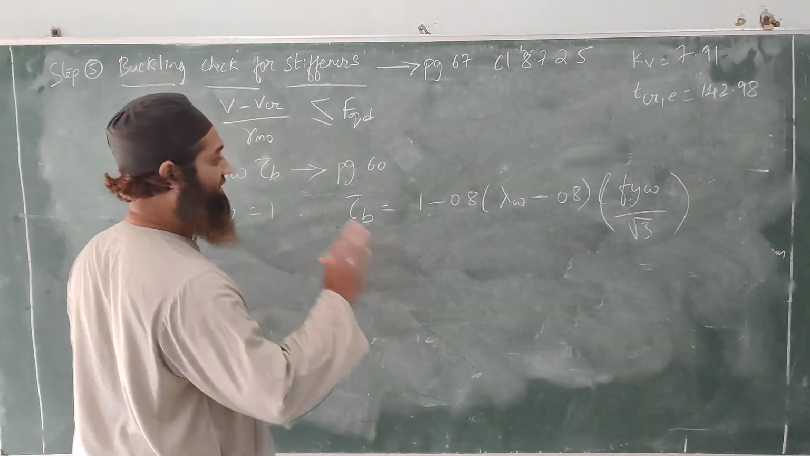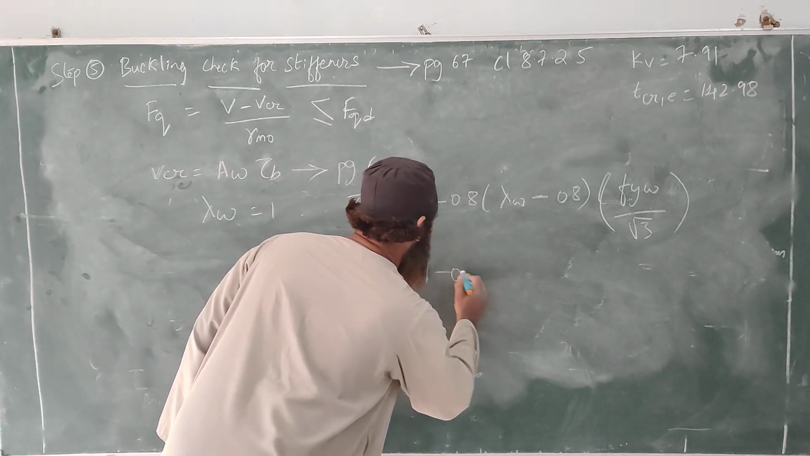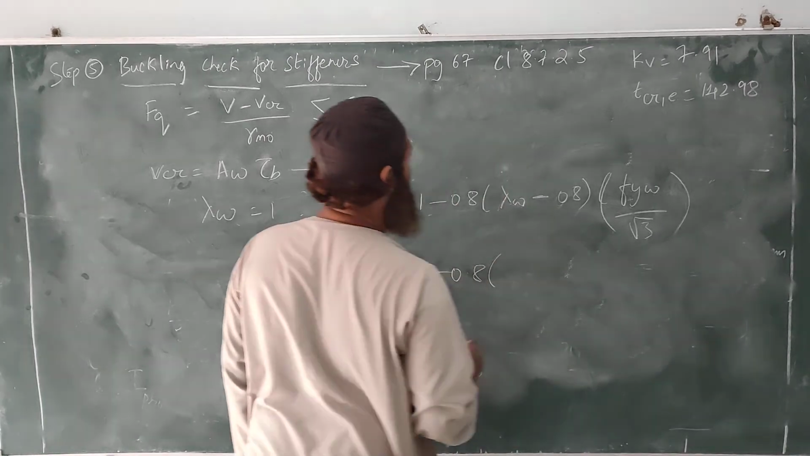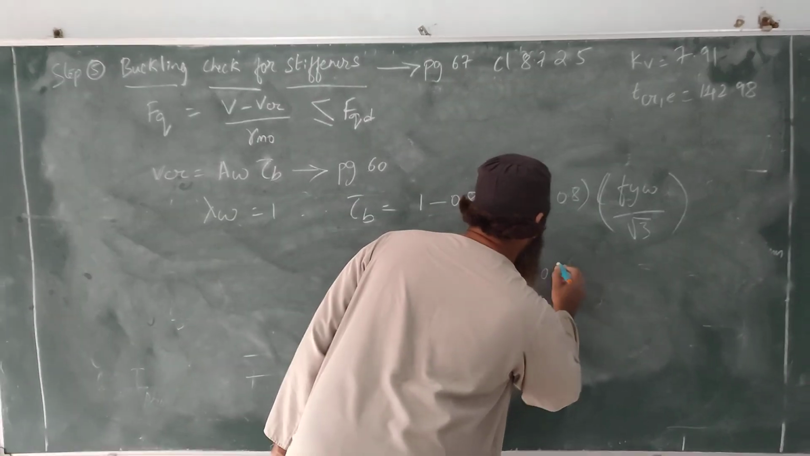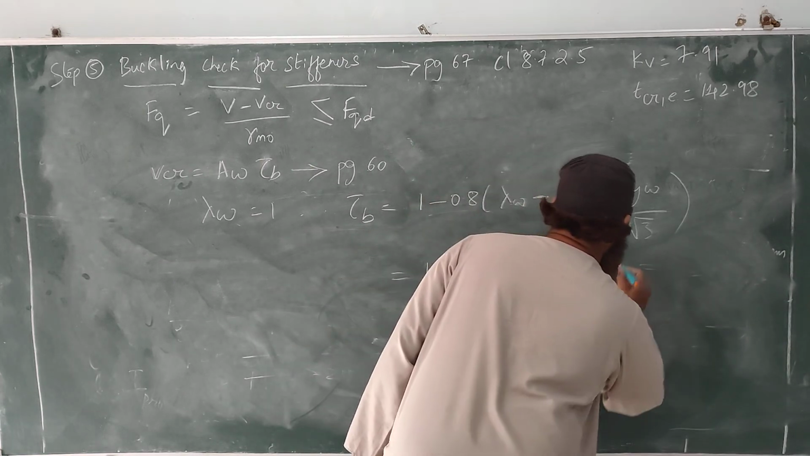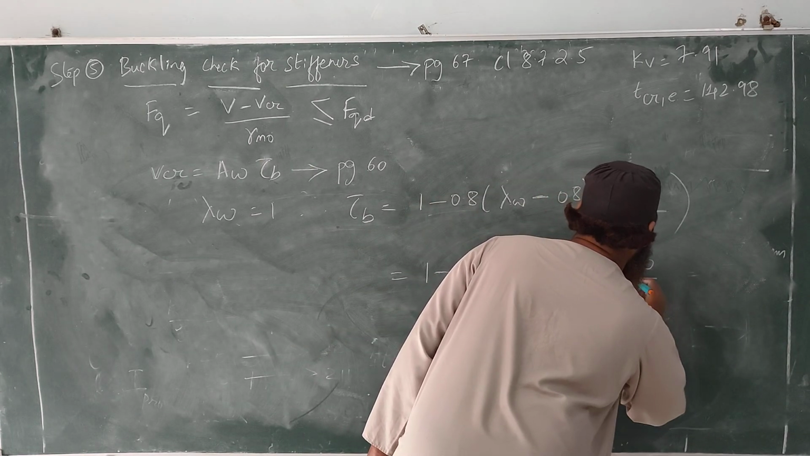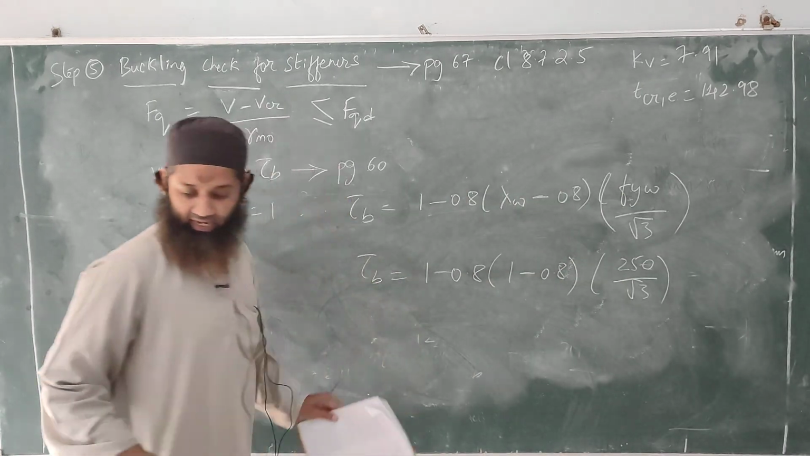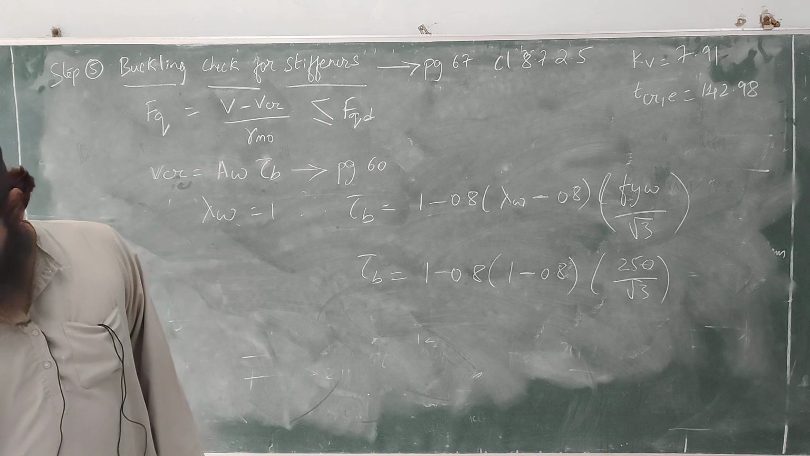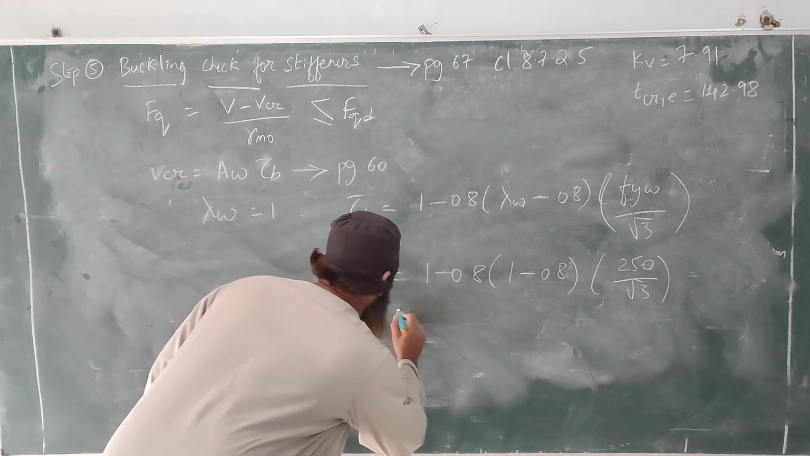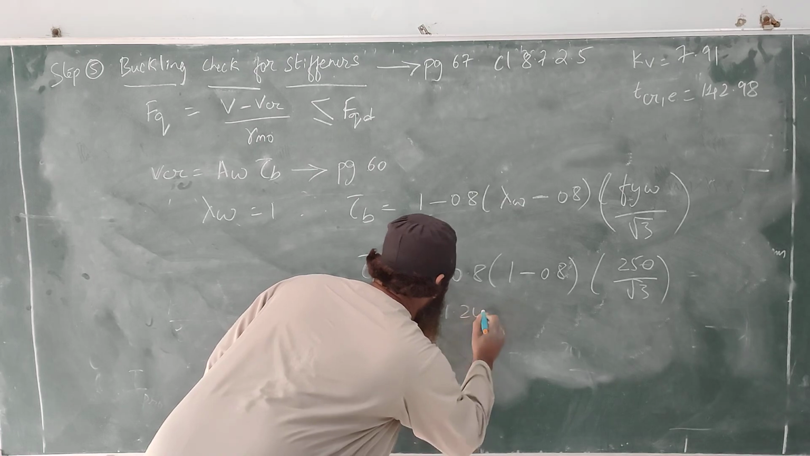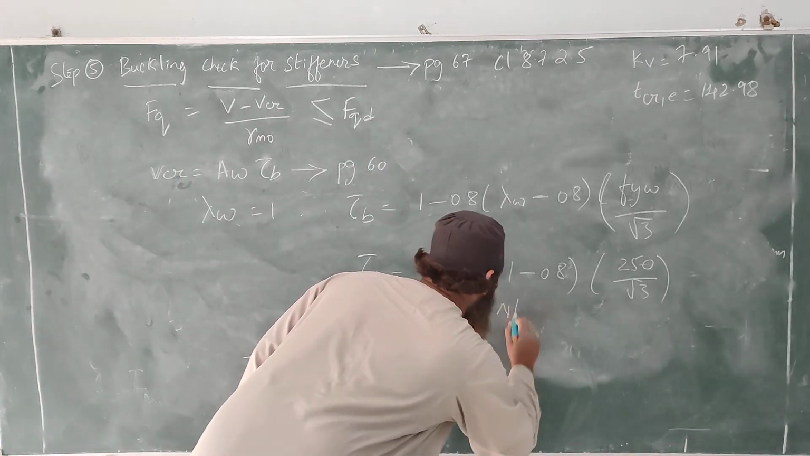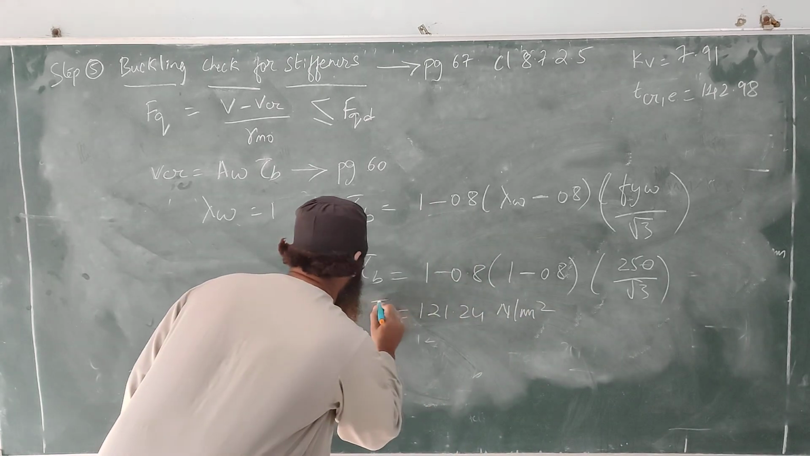I'll substitute all these values here. It is very simple. 1 minus 0.8 into (lambda W value, I got it as 1, again minus 0.8) into FYW, which is 250 by root 3. So this tau B value, after calculations, I got it as 121.24 Newton per mm square. This is the value of tau B.